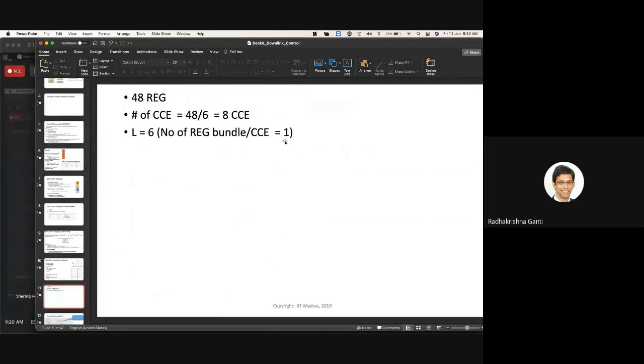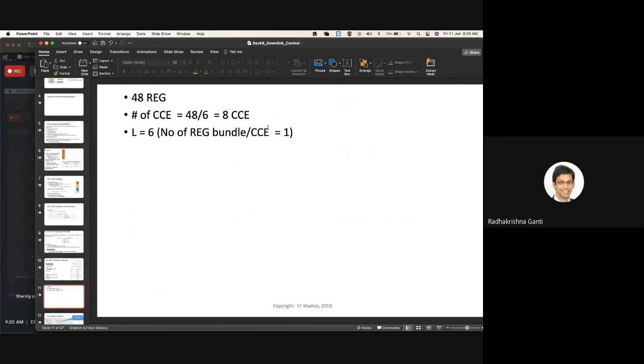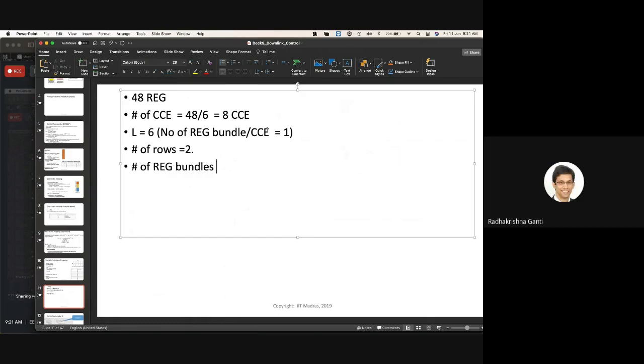Now let us see the mapping. There is one more thing that we did. We said that the number of rows is equal to 2. And how many REG bundles are there? The number of REG bundles is also equal to 8 in this case, because each REG bundle has 6 REGs and there are 48 REGs, so the number of REG bundles is also 8.